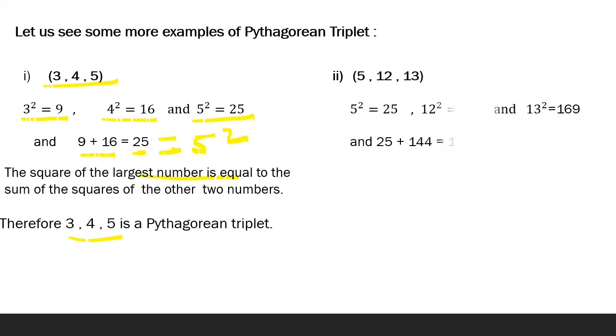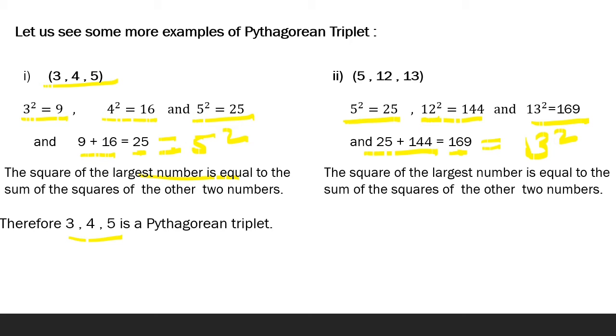The next example is 5, 12, 13. Square of 5 is 25, square of 12 is 144 and square of 13 is 169. If we add square of 5 plus square of 12, we get 169, isn't it? So it is again square of 13. So we can say that the square of the largest number is equal to the sum of the squares of the other two numbers, and therefore 5, 12, 13 is a Pythagorean triplet.